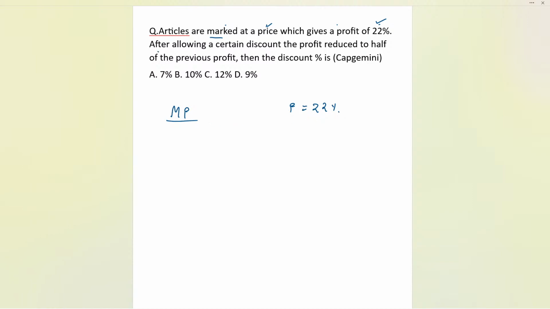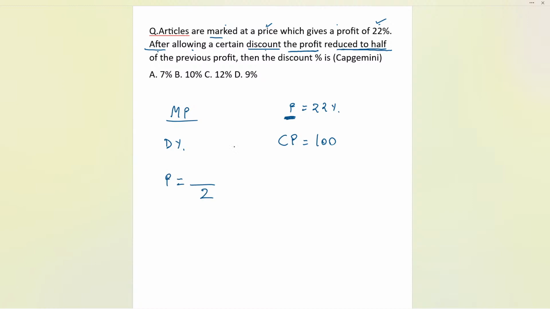Now after allowing a certain discount, he is also providing a discount. Now with the discount, the profit reduces to half. It is talking about profit, and if it is talking about profit, we know it involves cost price and selling price. So what can we say over here? We can assume the cost price as 100. After the discount, the profit reduces to half.